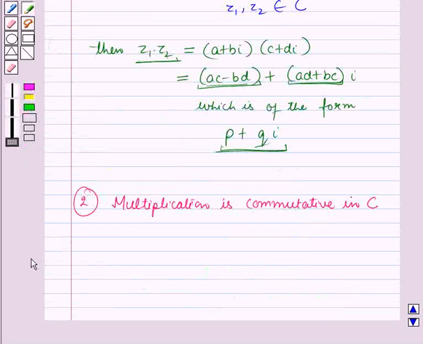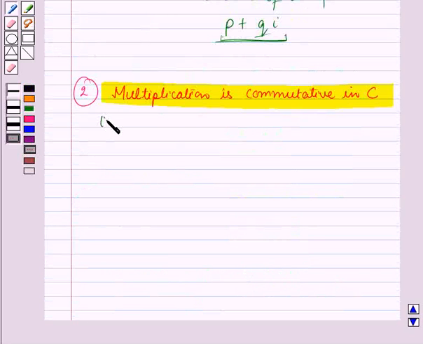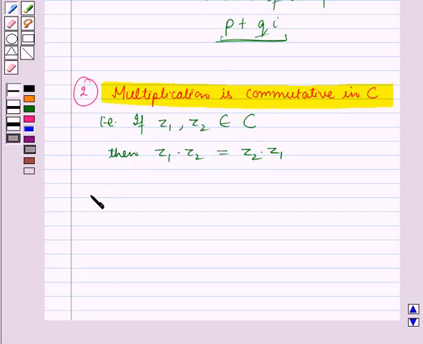Now let us discuss the next property, that is, multiplication is commutative in the set of complex numbers C. That is, if z1 and z2 belongs to the set of complex numbers, then z1 into z2 is equal to z2 into z1. Now let us prove this property. For this, let z1 is equal to a plus b iota and z2 is equal to c plus d iota, where a, b, c and d are real numbers.